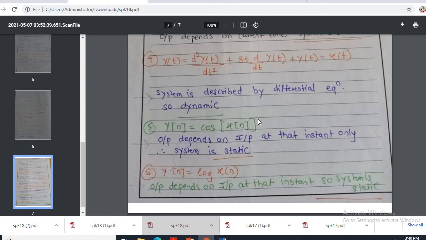So in this session we have seen some examples related to time invariance, causality and dynamicity. Now in one more session we will go for some other properties associated with systems.